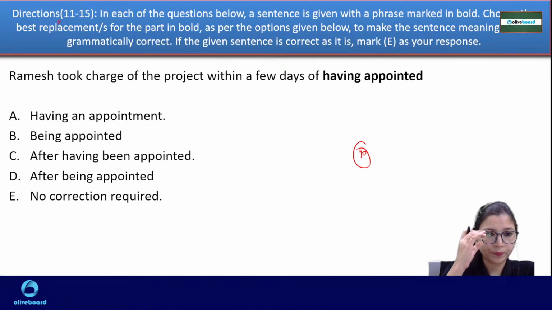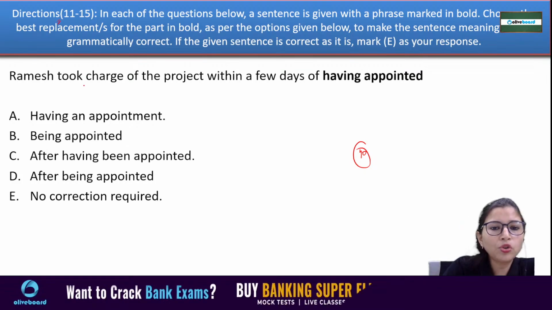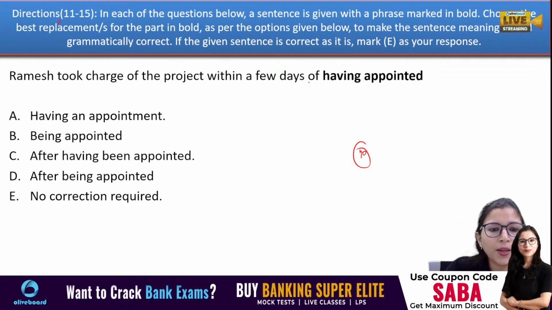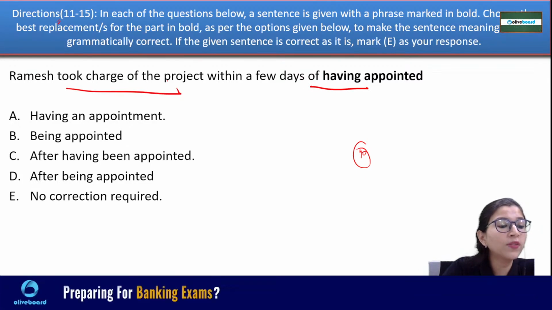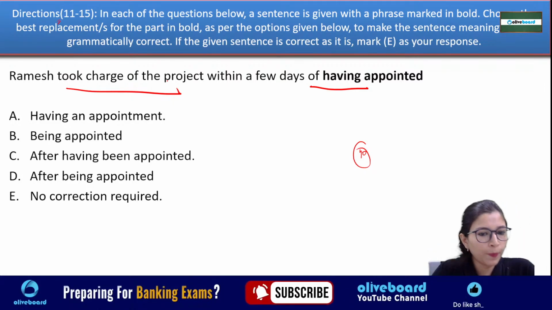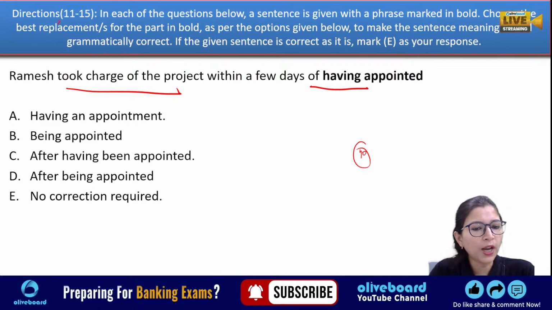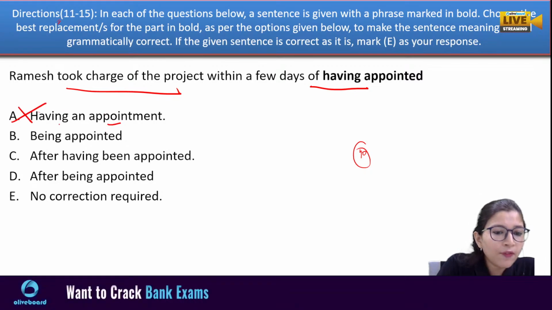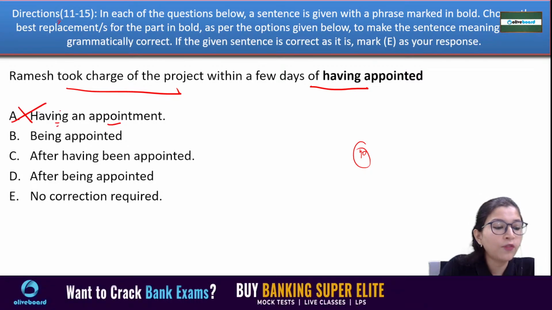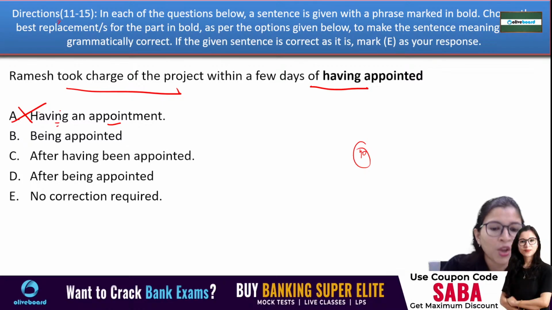Okay, now listen to me. Ramesh took charge of the project within a few days of having an appointed. No, he took charge of the project when he was appointed. जैसे ही वो उस post पे गया, when he was appointed to that post. So we are talking about any appointment or any meeting. Even though this is grammatically correct, it will not make sense contextually. So A is incorrect.